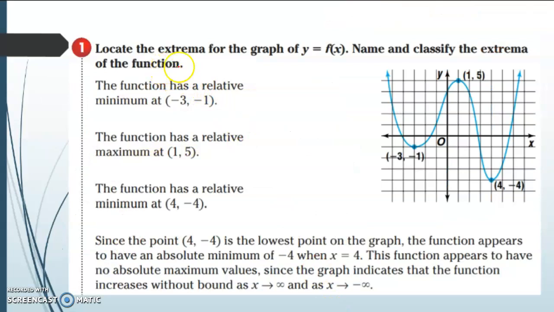All right, locate the extrema for the graph and name and classify. So you come down here and you can actually see it. It has a relative minimum at -3, -1. So at -3, it's a relative minimum of -1. A relative maximum of 5 at 1. And a relative minimum of -4 at 4.